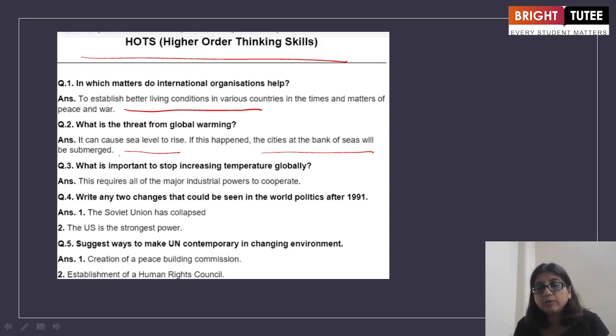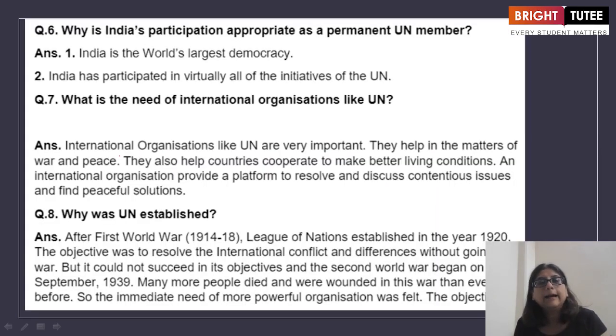Then suggest ways to make the United Nations contemporary in a changing environment: creation of a peace building commission, establishment of a human rights council, and India's participation as an appropriate permanent United Nations member, as India is the world's largest democracy. India has participated in virtually all the initiatives of the United Nations.